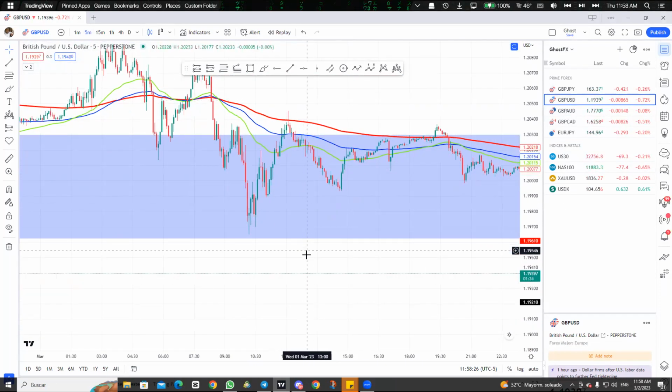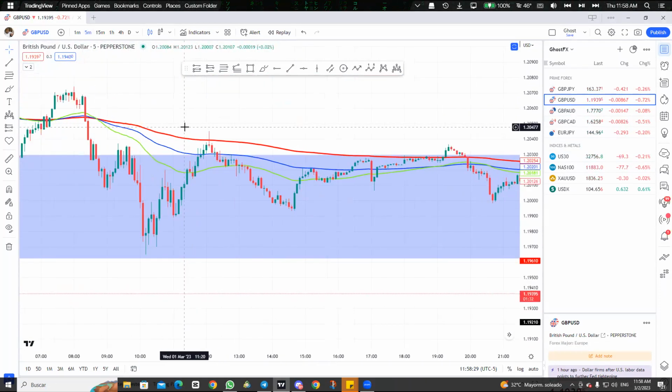Okay, we're going to practice our entries. We're going to do it on a 5 minute because we want to be in and out of the market. Just do a few trades and that's it. So let's practice this. This is what you're going to do. Every time you see the EMAs cross and the green line is beneath and the red one is on top, you're going to look for an opportunity of a sell.